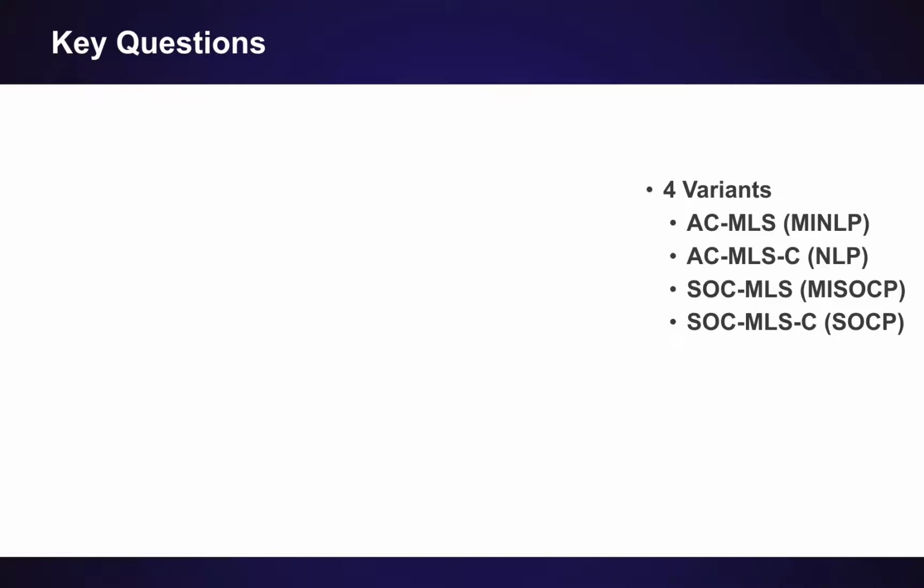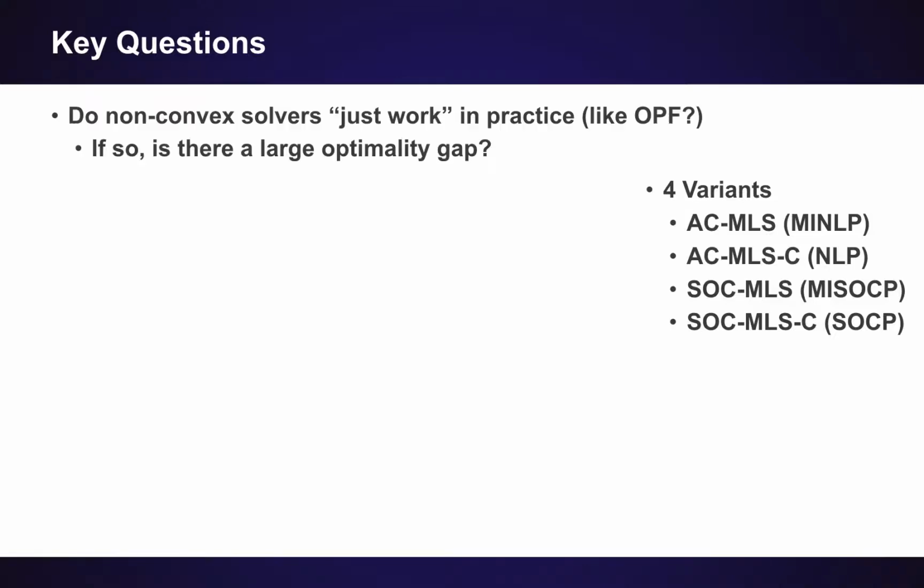So given these 4 variants of the problem, what are the key questions we want to ask? First, do non-convex solvers just kind of work on this problem in practice? We've observed that with the traditional optimal power flow problem, if you use a non-convex solver, it typically gives you a very good solution. So it's very reasonable to use a non-convex solver in those cases. And then if that is true, you want to know how big is the optimality gap. Are those non-convex solvers getting close to a global optimal solution, or are they very far away from what the lower bound suggests is the best possible solution?